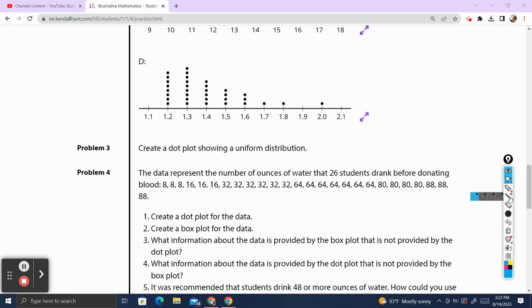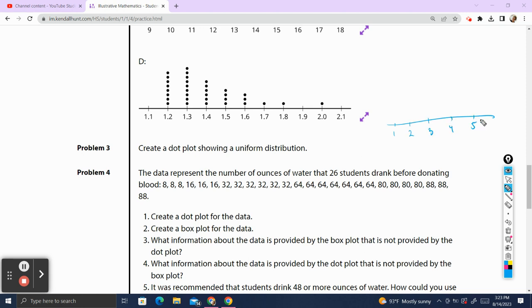Create a dot plot showing a uniform distribution. So a uniform distribution is a distribution where all of the data values occur the same number of times. And that's pretty easy to create. So we want a dot plot. So I'm going to start with a number line. And I'm just going to put 1, 2, 3, 4, 5.